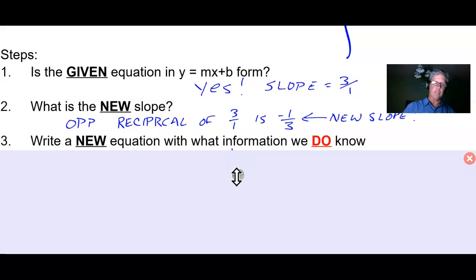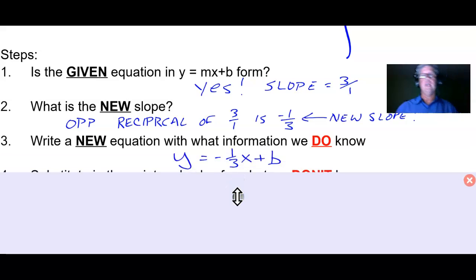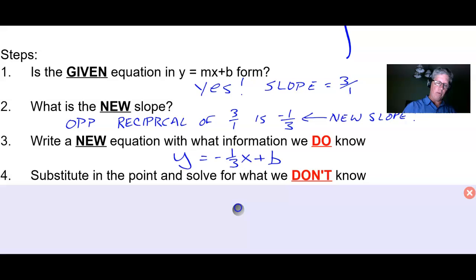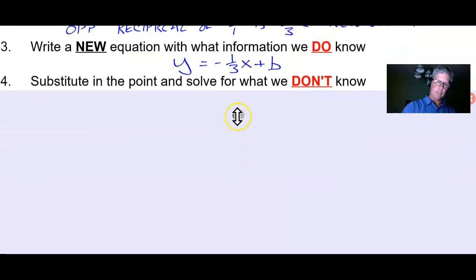Write a new equation with what information we do know. So now we know the new slope. We don't know the y-intercept. So just like yesterday, we get to the point of y equals the slope that we want times x plus b. Well, nothing changes from yesterday. Now we plug in that point and we figure out what that b value is.